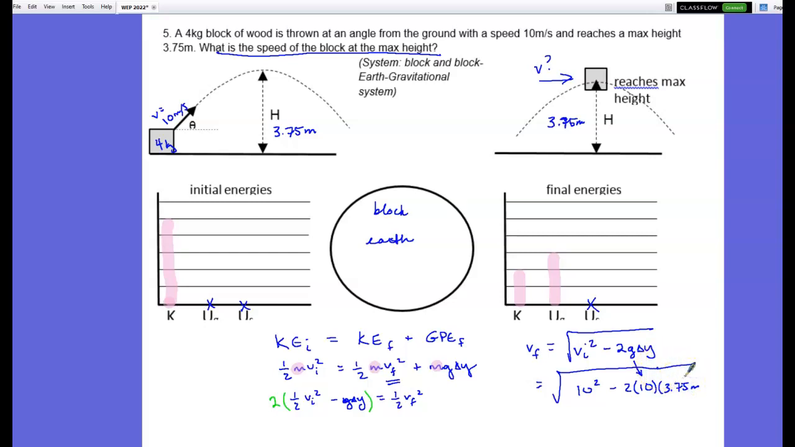Use my calculator. 2 times 10 times 3.75. That gives me 75. And you know this is 100. Well, that's going to be the square root of 25 then, right? 100 minus 75. And we can do that in our heads. That's 5 meters per second for the final velocity.